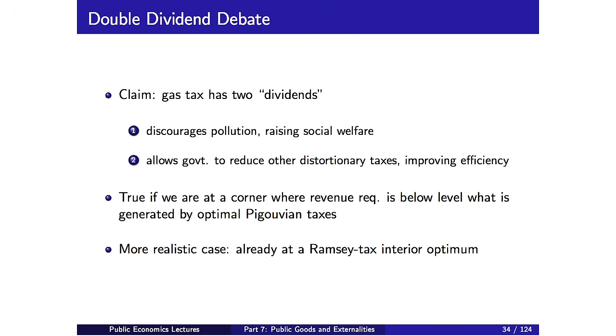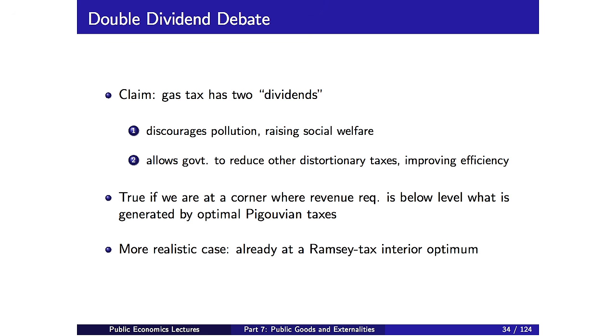So this logic is clearly correct if you're at a corner solution where the revenue requirement is below what is generated by the optimal Pigouvian taxes. So, coming back to the point Pascal was making with the lump sum taxes, if you can generate all the money the government needs through the Pigouvian tax, then of course you should just use the Pigouvian tax, and in the process of correcting the externalities, you'll satisfy your revenue requirement. Now in practice, that's totally unrealistic, right? We don't think that we're just going to finance the US government by correcting externalities.